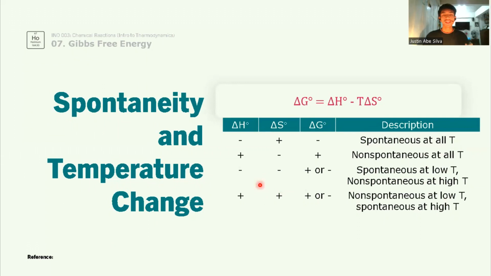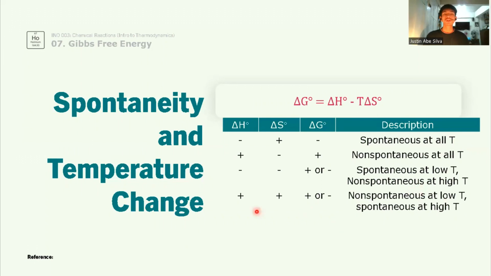So for these last two, this is how I tend to remember. If we're going to have two negatives, negative H, negative S, you will have a spontaneous reaction at low temperature, or this means temperatures that are lower than the given temperature in the problem. So I normally would focus on the first statement. Of course, if we're going to relate it at high temperature, it will be the opposite. So do keep that in mind.